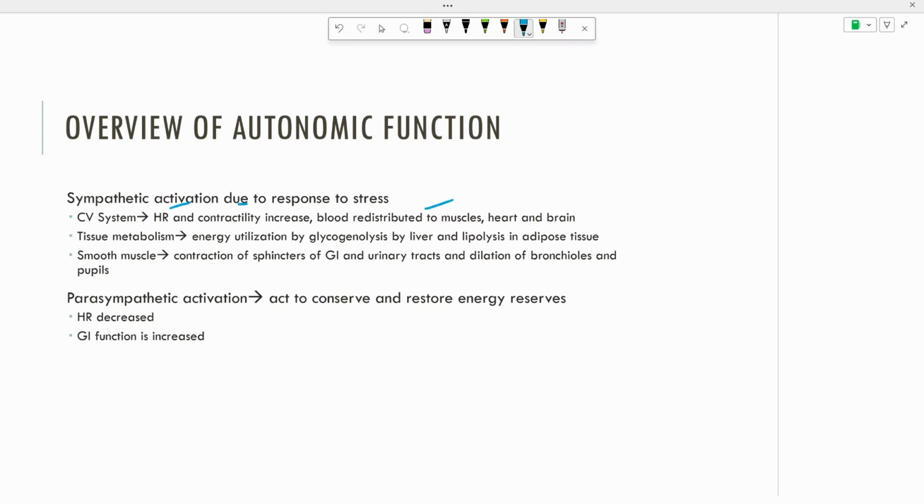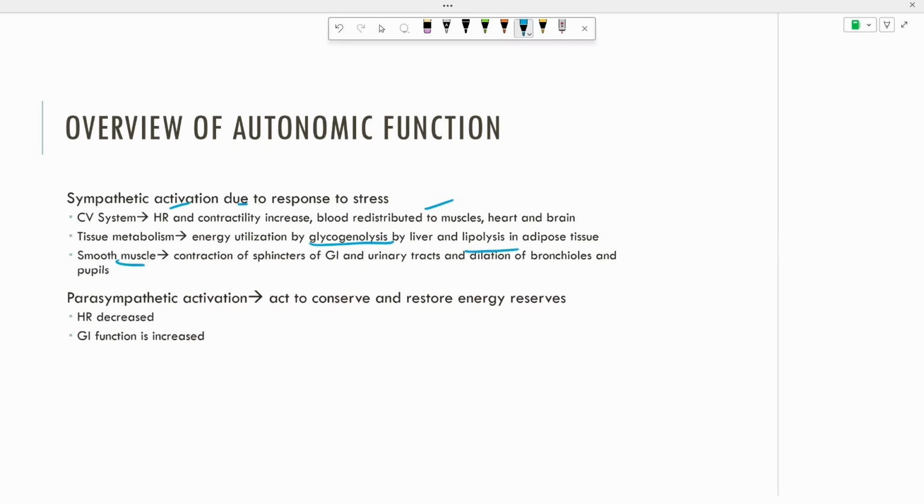Tissue metabolism. We need to increase our metabolism. We need to get all the energy resources ready to go. So we get glycogenolysis. What's that? Breakdown of what? Glycogen into what? Glucose that our body needs for energy. Lipolysis of our adipose tissue gives us free fatty acids. Again, energy sources. We need immediate energy sources to fuel whatever we're running away from. So again, just think about it this way. Anything that's going to increase metabolism and blood flow, these are all sympathetic responses.